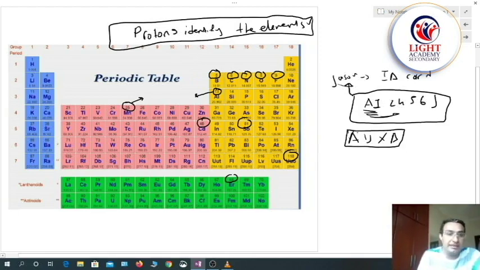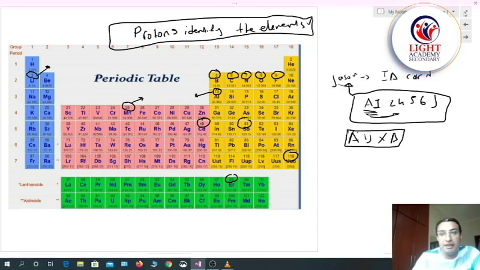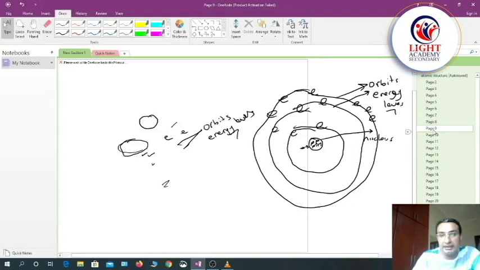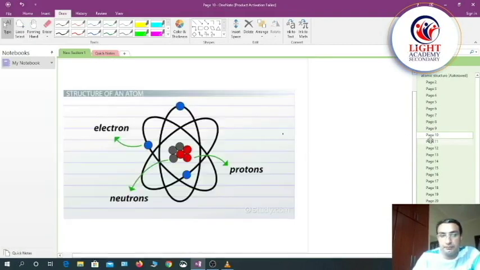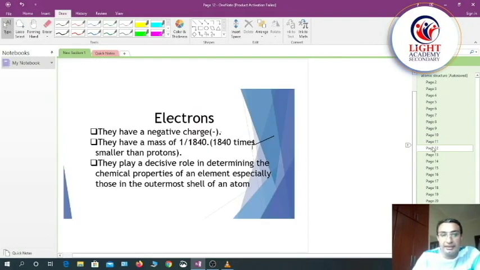For example, if I say that lithium has atomic number 3, or 3 protons, this proton number only belongs to lithium. No other element may have the proton number of 3, okay? So proton number is very important. It just helps us to identify the elements.